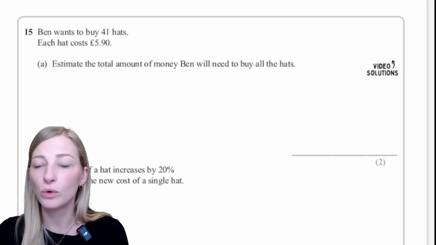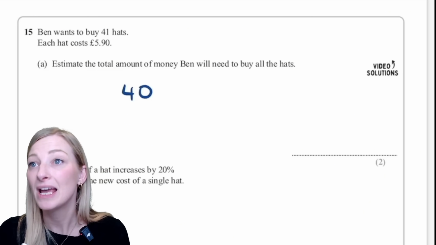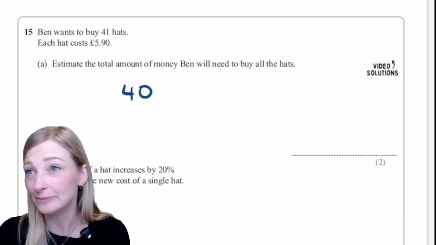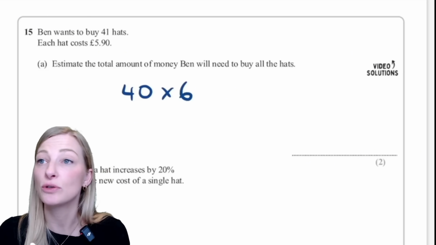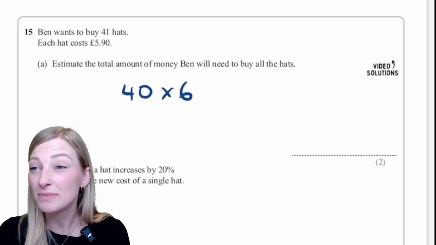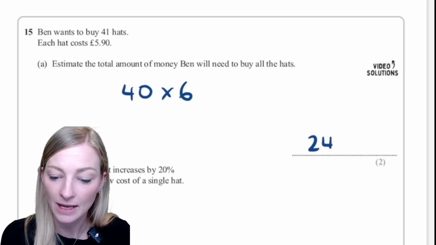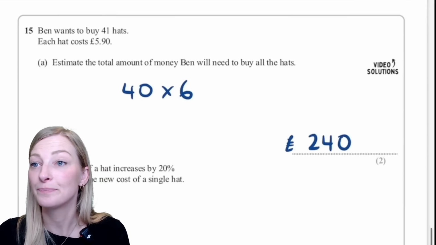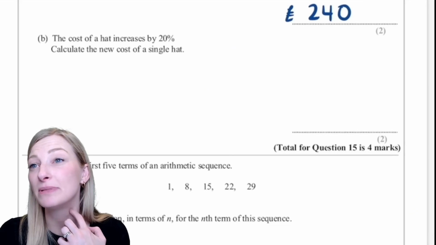So instead of buying 41 hats, let's make our life easier and just buy 40. And instead of the cost of the hat being £5.90, we're just going to say that is £6. So to estimate the total amount of money, I now can do 40 multiplied by 6. 4 times 6 is 24, so 40 times 6 is going to be 10 times bigger, and £240 would be my answer there.